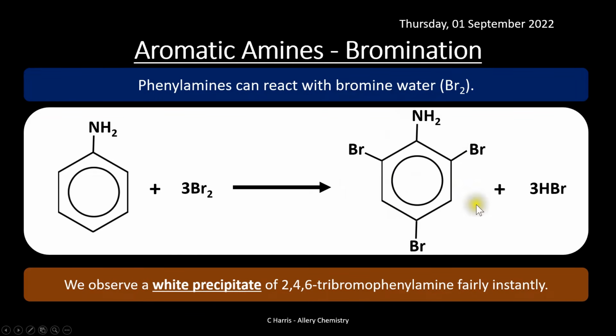This is your white precipitate of 2,4,6-tribromophenylamine, which is what this compound is, and we'll see that fairly quickly. So it reacts relatively easily. Remember, if you try to do this with benzene, which you will have seen in the previous topic, you would need a halogen carrier to get this working. But because you've got an amine here, it kind of weakens the ring structure a little bit, so the bromine can add with relative ease to this compound.